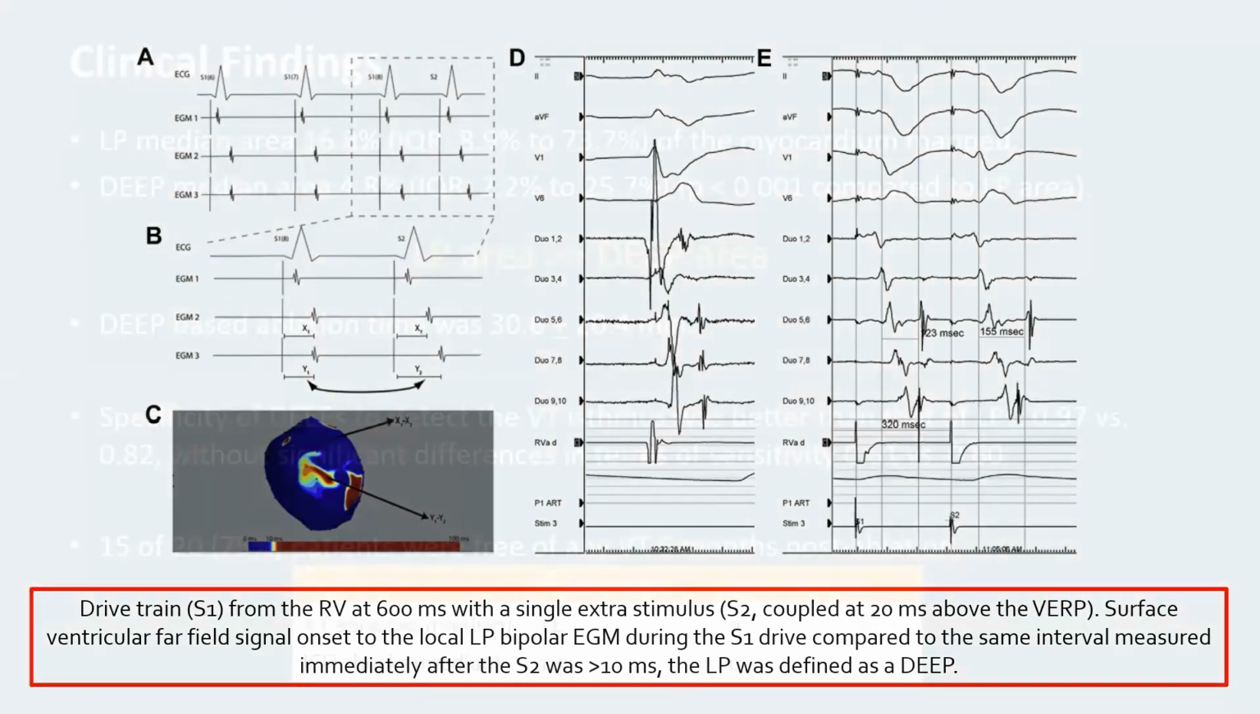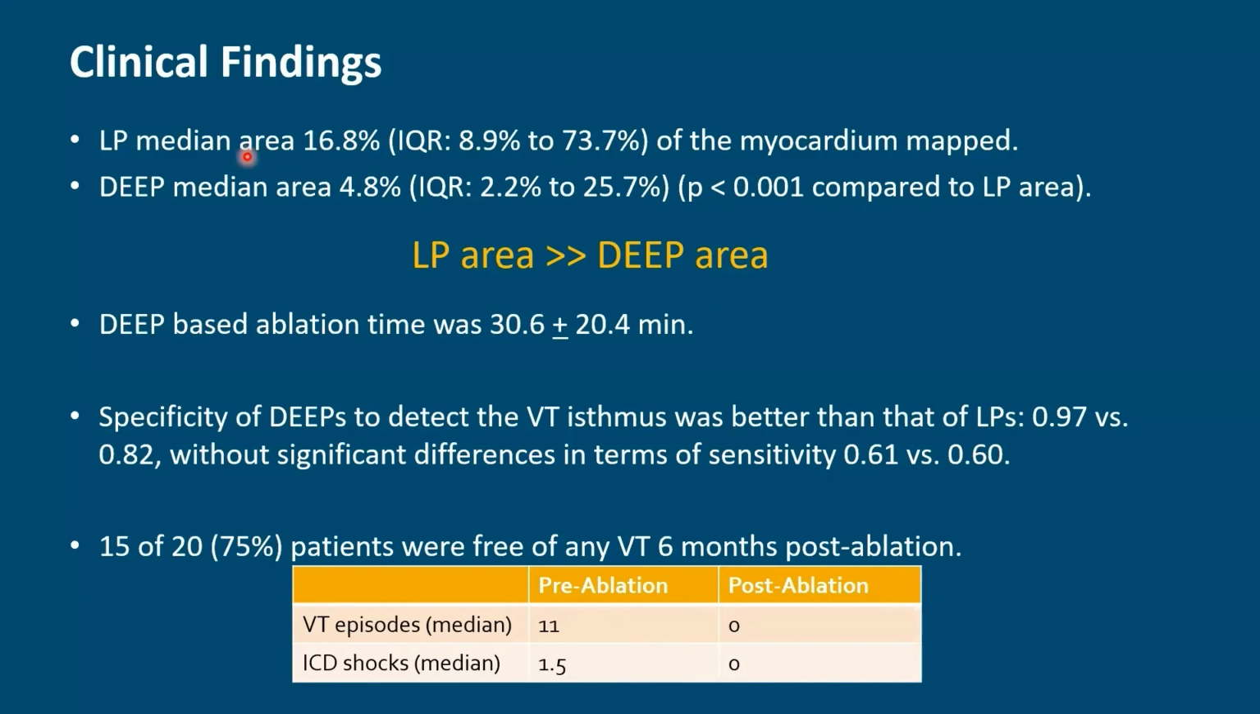The clinical findings in this study were that the late potential median area was 16%, the deep potential median area was 4%. So what this shows you is that a late potential map gives you a lot of area to ablate, whereas a deep potential map really hones in to the area of interest. The overall ablation time was 30 minutes, and you can see that the sensitivity for both the late potential map and the deep potential maps were good, but the specificity for the deep potential map was better.